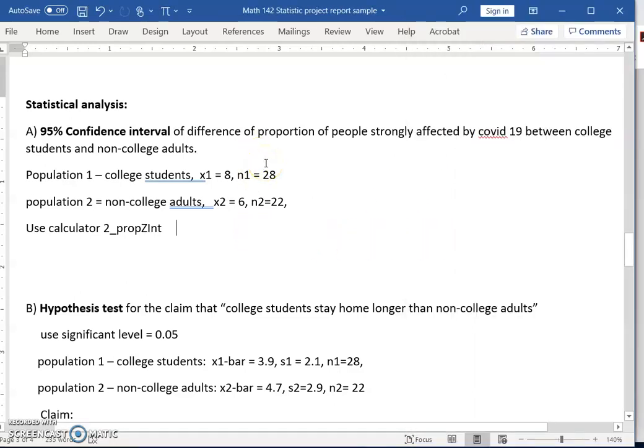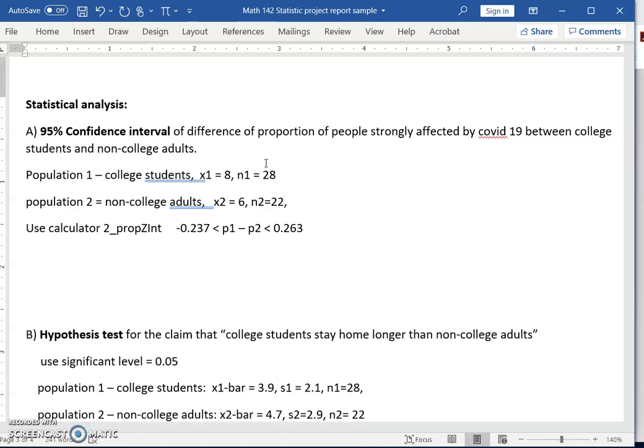So from the calculator, the output is negative 0.237 less than p1 minus p2. This is the difference of the two proportions, less than 0.263. We can summarize it a little bit.